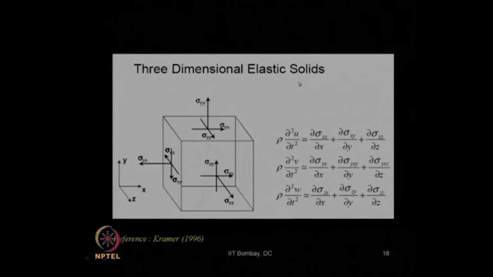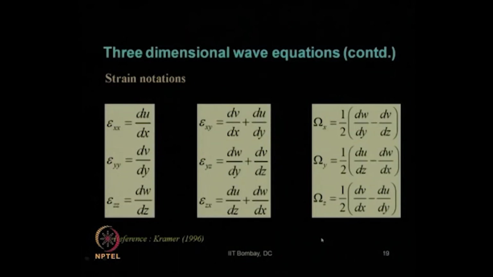You can see in this slide the 3-dimensional elastic solid, which we have derived now. So, this is the final derived equation, as I have mentioned just now. So, now using the strain notations, the normal strains in x direction, in y direction, in z direction are nothing but epsilon x x is del u by del x, epsilon y y is del v by del y, epsilon z z is del w by del z.